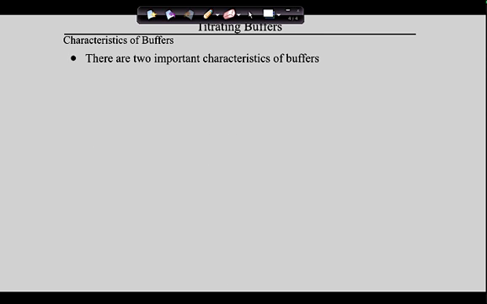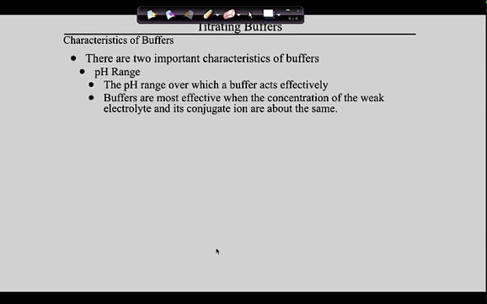All right, so now let's talk about effective range. There are a couple things in this you may want to jot down. When we talk about the effective range of a buffer, what we're talking about is how far will the pH move before the buffer breaks. So pH range is understood to be the range of pHs over which the buffer can effectively absorb hydrogens and hydroxides. Now there's a guiding principle in this that I need to share with you.